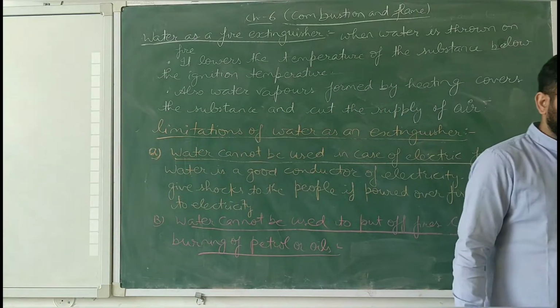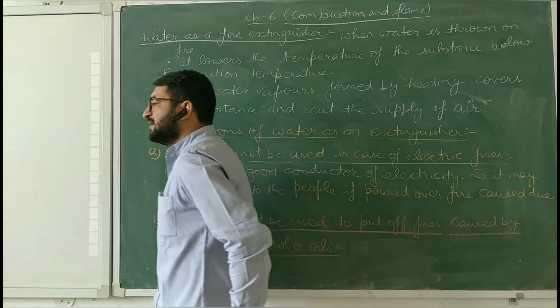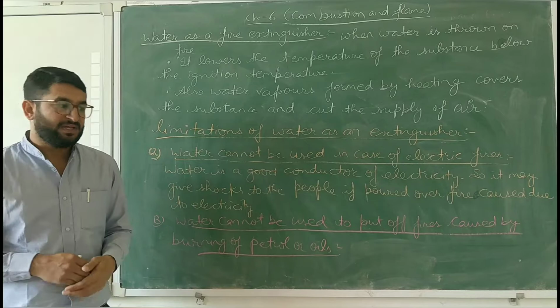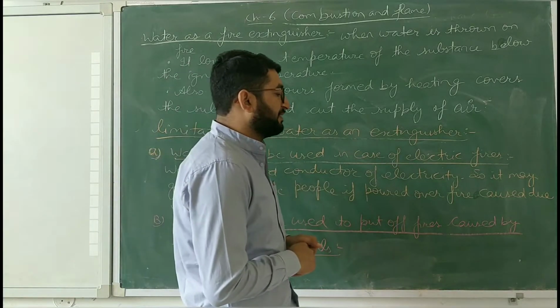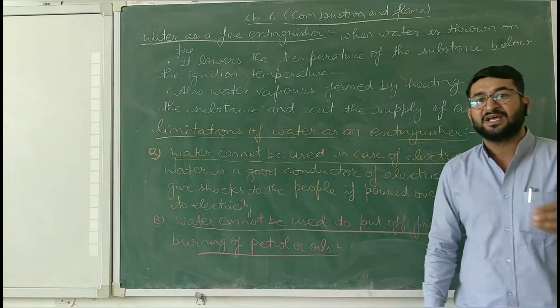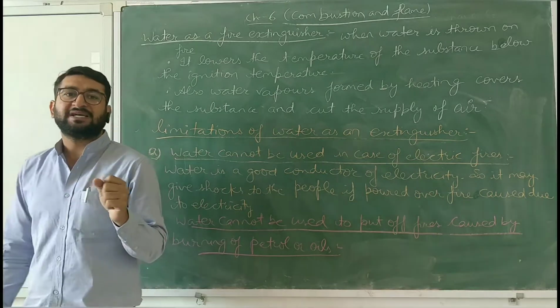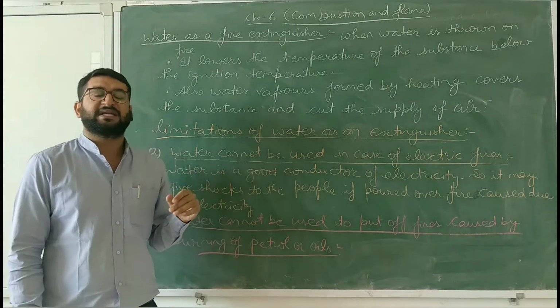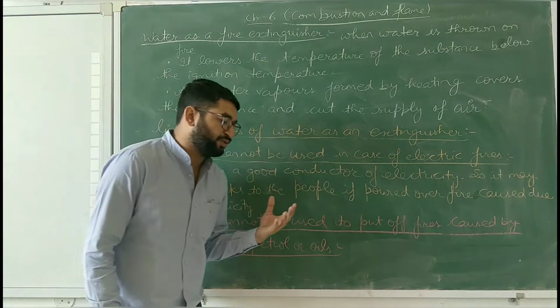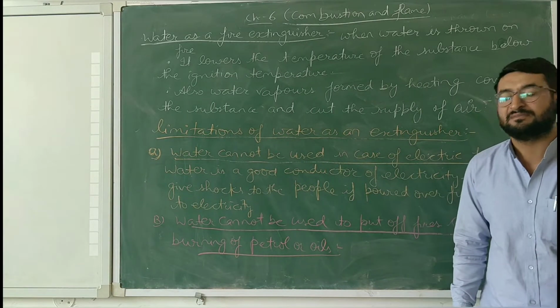Then after that we discussed the types of combustion in this chapter. The first one is rapid combustion. The type of combustion in which a substance burns at a very rapid rate, very quickly, to produce heat and light energy is known as rapid combustion. Examples are the burning of petrol and the burning of a wax candle.